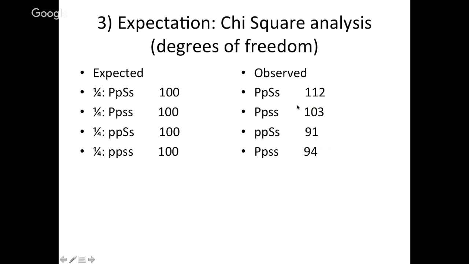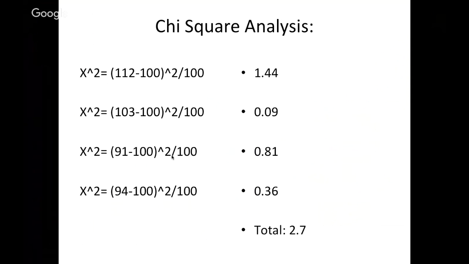And these are your observed values that were given to you in the problem, and your expected value, which would be the total number of these, which would be 400 divided by 4 phenotypes. And since it's supposed to be a 1-to-1-to-1 ratio, it makes sense that it would be 100 to 100 to 100 to 100. So you plug that into your ChiSquare formula, observed minus expected squared over your expected, and you do this for each phenotype. These are your results, and then you add all those together in order to get a 2.7.